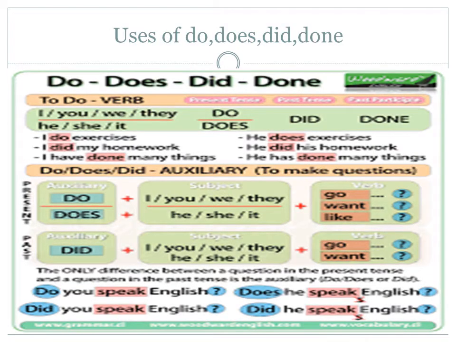Uses of do, does, did, and done. With I, you, we, they, which are the pronouns with whom we use do in present form and did in past form. And with he, she, and it, we use does in present form and did in past form.